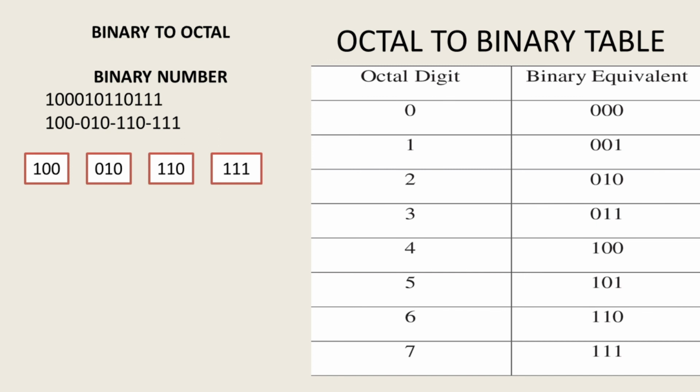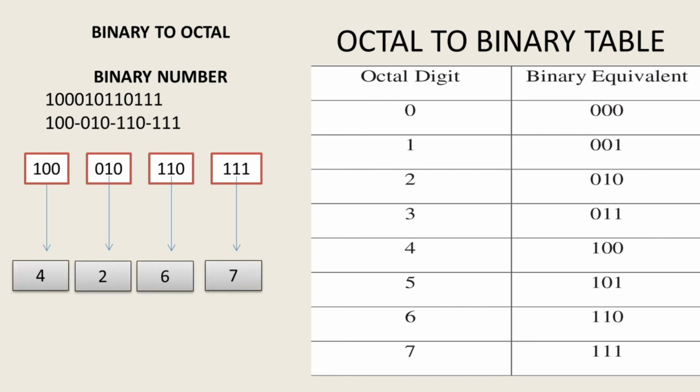Now we find the corresponding octal digits of the binary equivalent values. For 111 it is 7, for 110 it is 6, for 010 it is 2, for 100 it is 4. So our octal number is 4267.